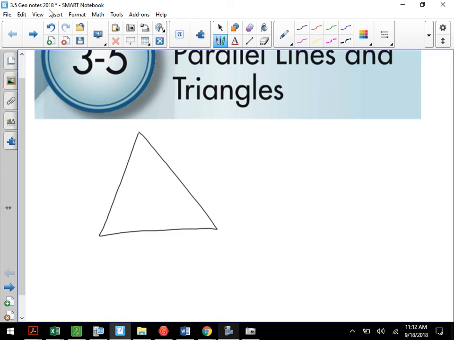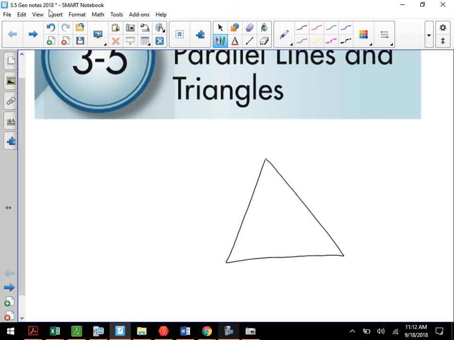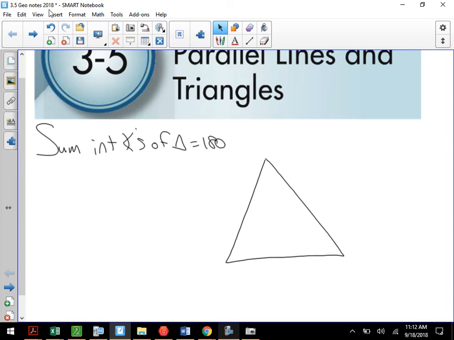Inside of a triangle, the angles have to add up to equal what? 180. Okay, you've known that forever. So we know that the sum of the interior angles of a triangle is 180. That doesn't change for us.